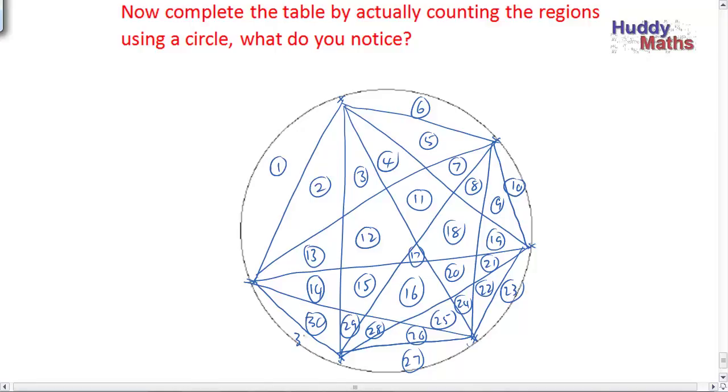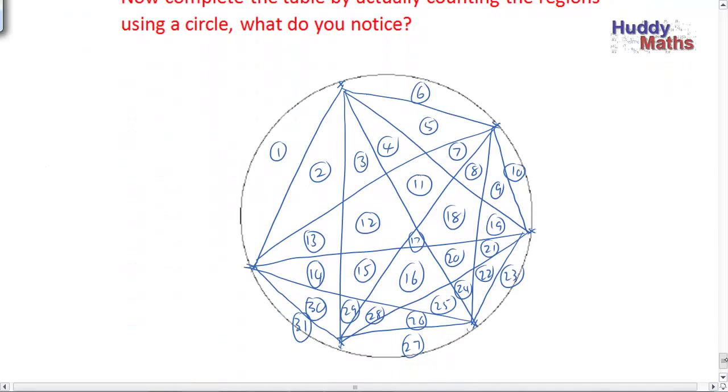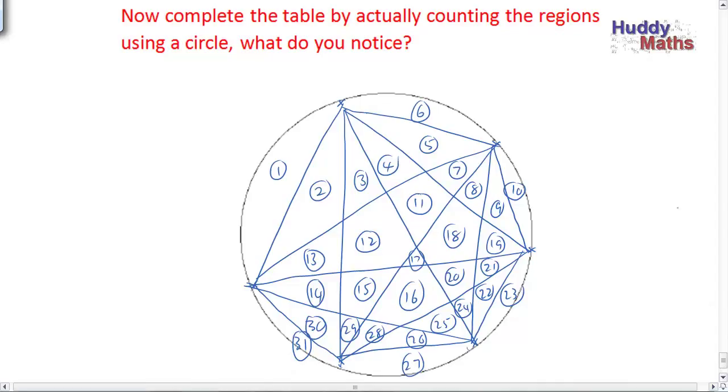Oh no, oh no. That's not right. We have a problem. Houston, we have a problem here. It's supposed to be 32. Oh, come down and you check this. And this is why I asked you to do this activity. If we look at this carefully, there are 31 regions.